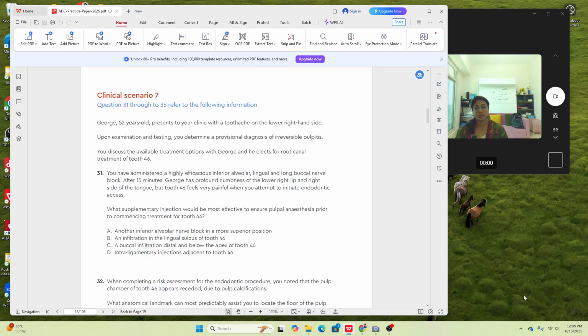A buccal infiltration distal and below the apex of tooth 4-6, no, that's not going to help you either. The only thing that will help you is intraligamentary injection. Infiltration, options B and C, are good when you're extracting a tooth. You don't need to anesthetize the pulp of the tooth when you're extracting the tooth. You just need to anesthetize the PDL spaces. But here we are treating the pulp, not the PDL. So giving an infiltration is useless, right?